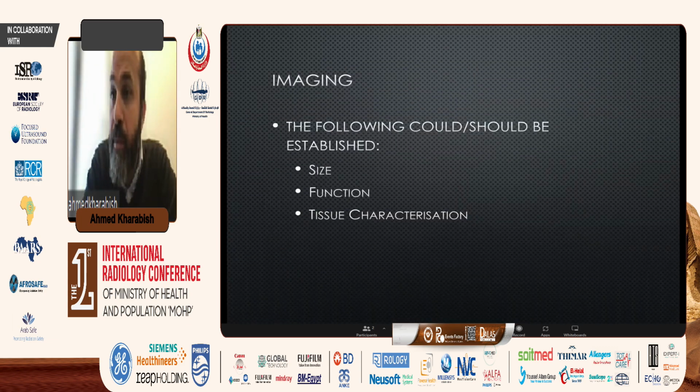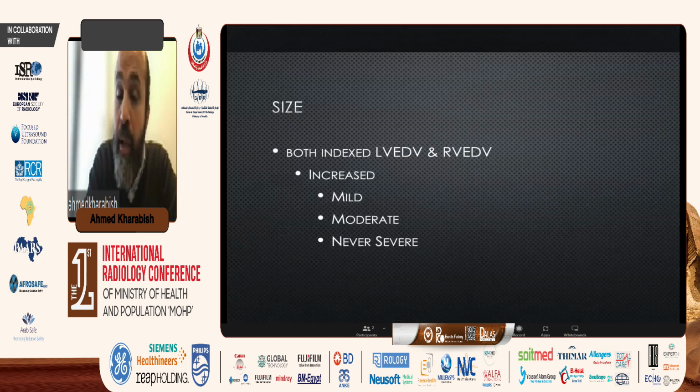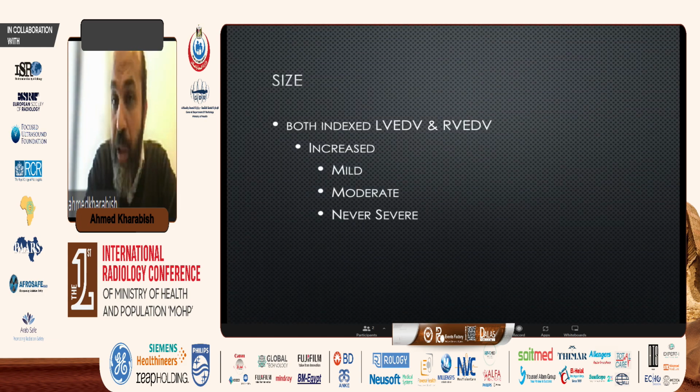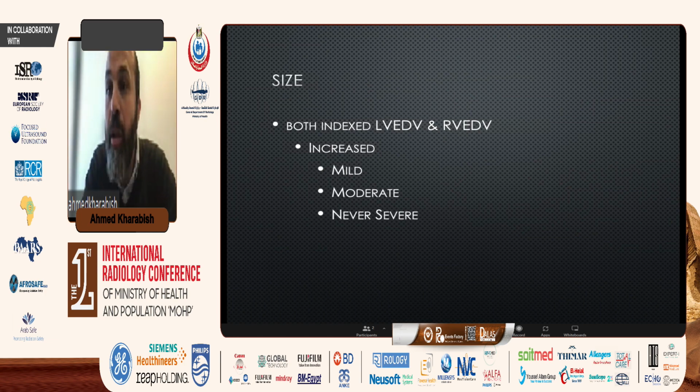The role of imaging revolves around three main domains: defining the size, function, and tissue characterization of the myocardium on MRI. Starting with the size, it's accepted to see some dilatation, mild to moderate, but never severe. If you see a severe dilatation, this is pathological, or there is an underlying cardiomyopathy.